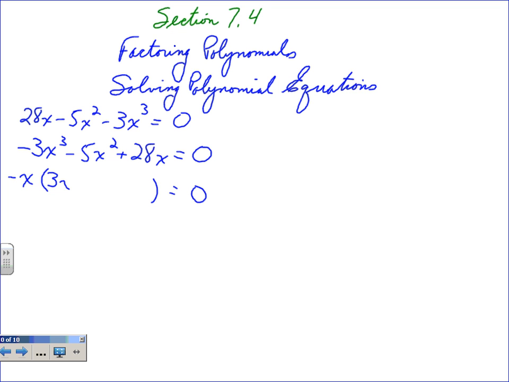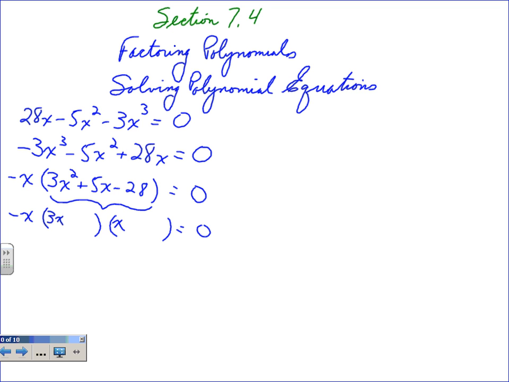So this becomes 3x squared plus 5x minus 28. All right? And then we're going to look to factor what's left here in parentheses. So we have negative x times, and we'll do our guess and check. Do we have a choice really for 3x squared? It's going to have to be 3x and x. It can't be anything else.